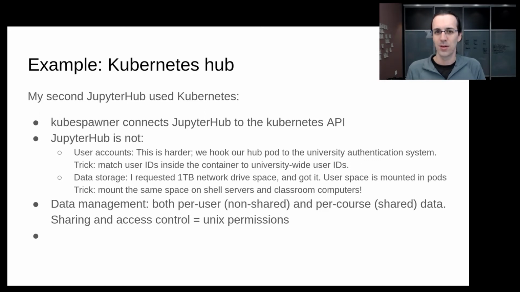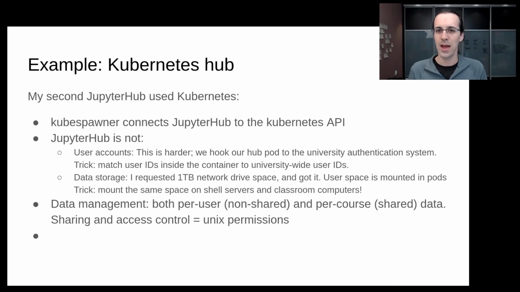But there's something else even more clever I did here. Within the pods, instead of all users running under the same user ID, all the pods run under the user ID of the user within the rest of the university's IT systems. So that means they also store their data on this network file system with their university UID. So all I had to do was ask them, there's this data here. Can you mount this on classroom computers? Can you mount this on shell servers?